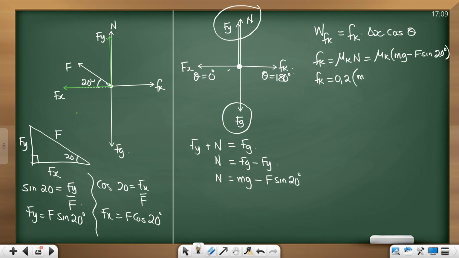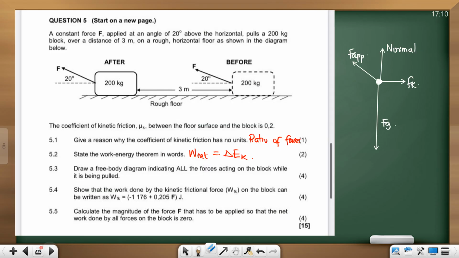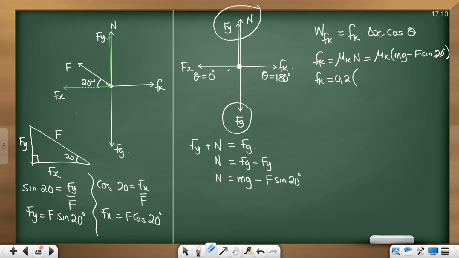Let's walk through. What is the mass? 200. Okay, let's check the mass. 200. And distance is what? 3 meters, right? Okay, so what do we have? Let's replace together. Let's walk together. 200 times 9,8 minus F sine 20. All right. Let's multiply this and all of this. What is 200 times 9,8 times 0,2?